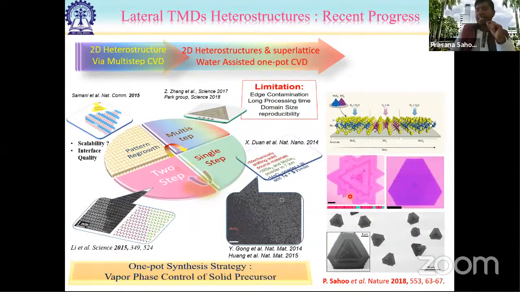Remember, this thickness is one layer, just a fraction of a nanometer, like 0.6 nanometer thick. But we can see the contrast because the absorption is almost 10 to 20% for a monolayer. So we can easily see that in an optical microscope. You don't need high-end techniques to see that.